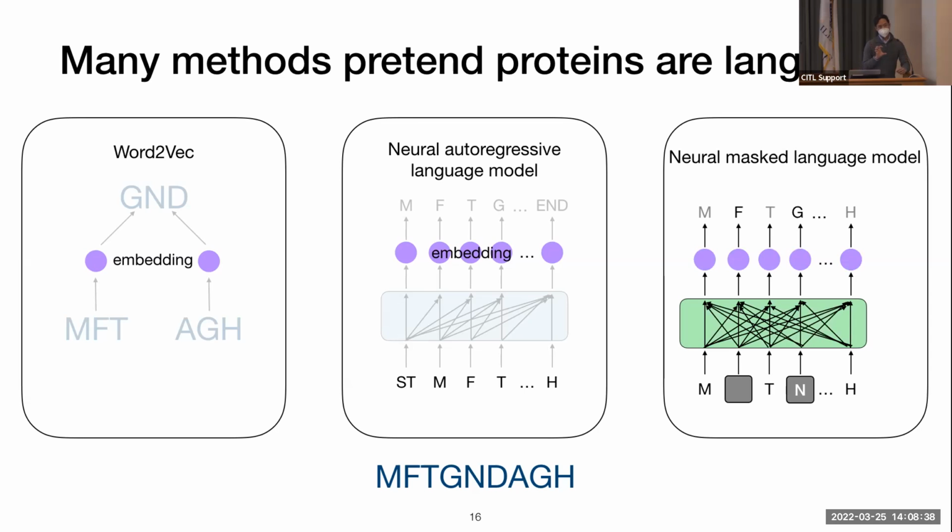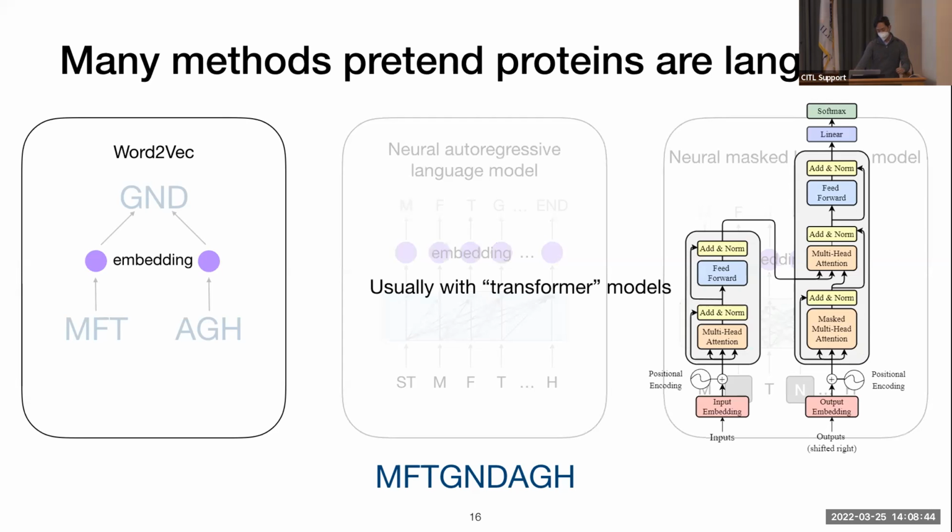And we try to recover the original sequence. You can also use that penultimate layer as a representation. And usually the autoregressive language models and masked language models are done with what are called transformer models, which were proposed by a paper out of Google in 2017.